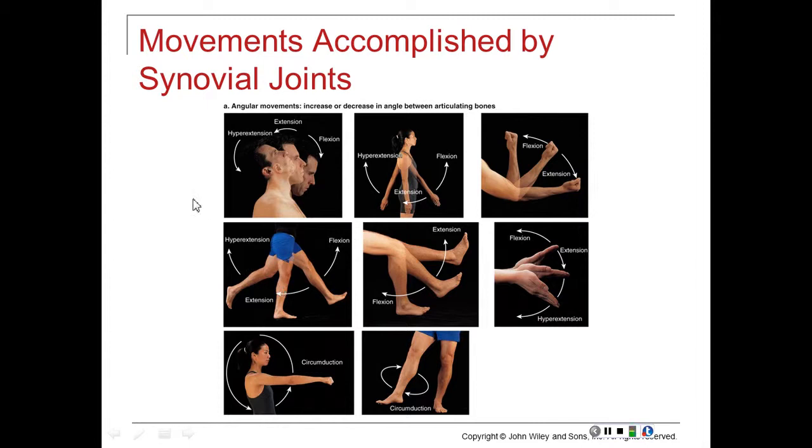In this case, you're flexing the hip. In this case, you're flexing at the shoulder. In this case, you're flexing at the elbow. Here you're flexing and extending at the knee. Flexing and extending at the wrist. Circumduction is moving that arm in a circle, keeping the arm straight.